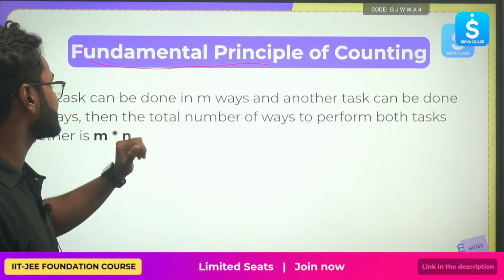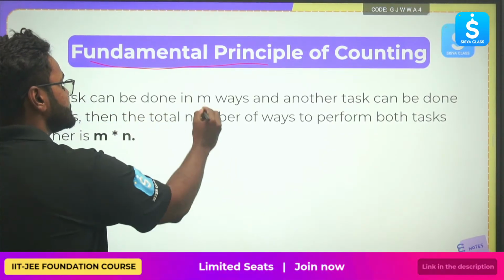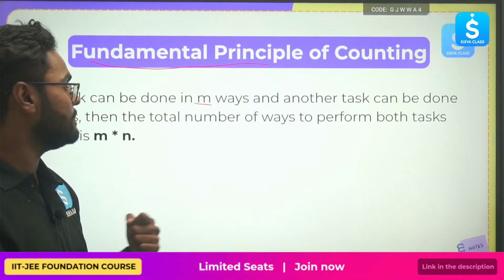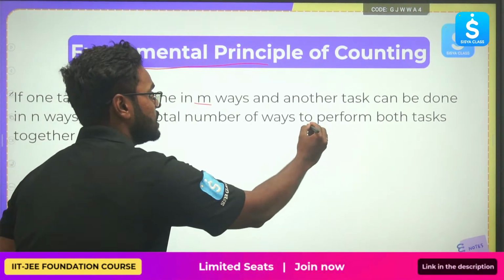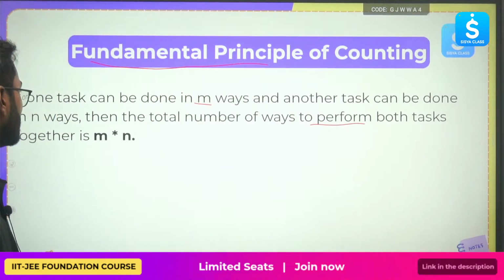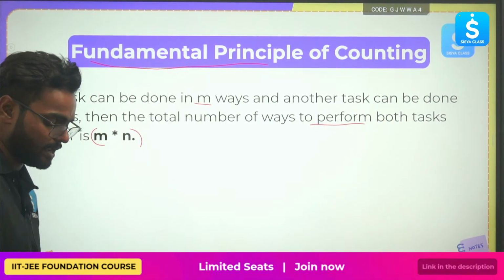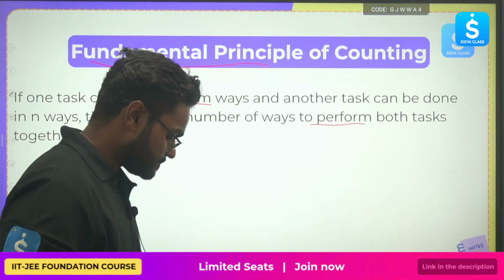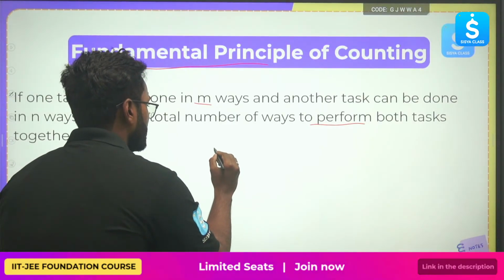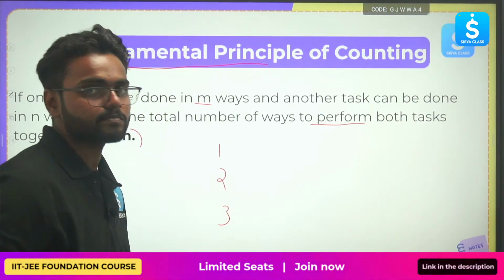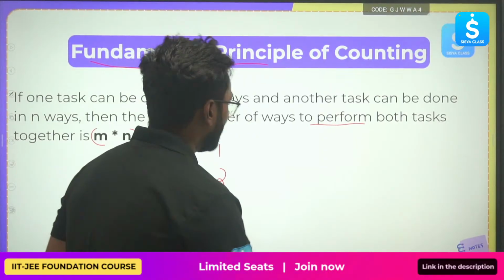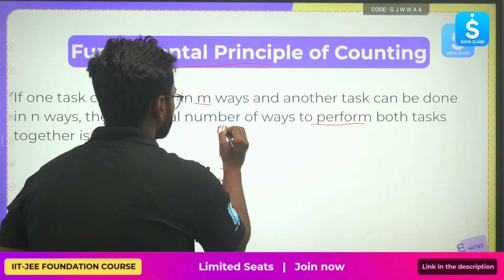If one task can be done in m number of ways and another task can be done in n number of ways, then the total number of ways to perform both tasks together is m into n. Let me take an example. You have 3 pens, 1, 2, 3, and you have 2 notebooks.